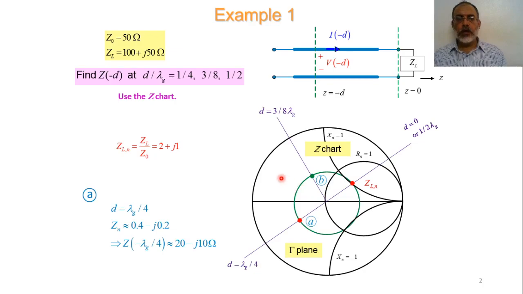Now it is required to obtain the input impedance at a distance d equal lambda by 4. So d equal lambda by 4 means that 2 beta d equals pi. So lambda by 4 means that we are moving along the constant gamma circle by an angle pi. So this is the location of the input impedance after a length lambda by 4.